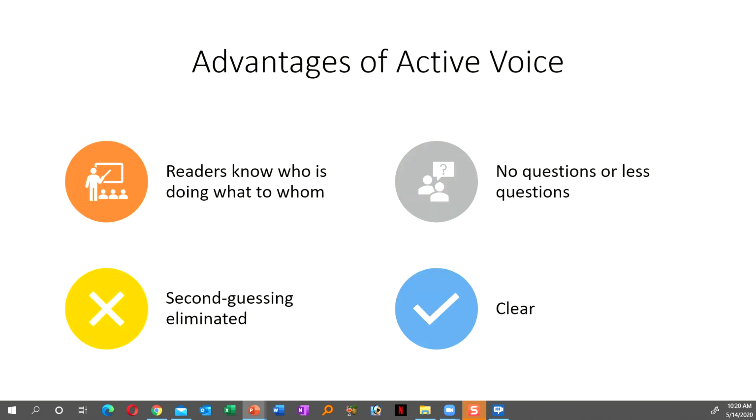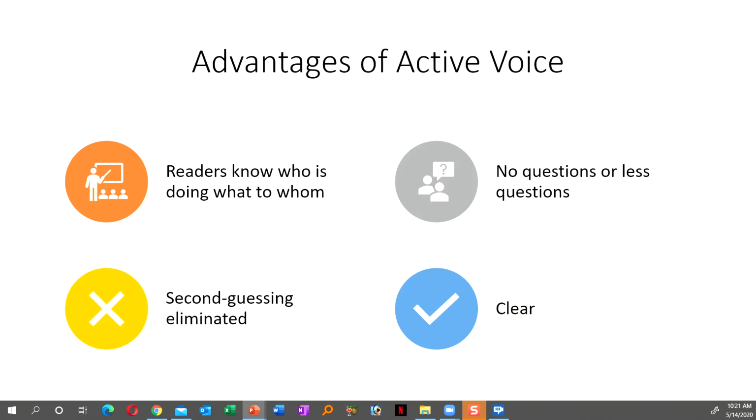Right, so what are the advantages of active voice? Readers know who is doing what to whom, and that's as simple as it means, right? Sometimes the way we write, or certain people write, it's the opposite. And when that happens, it's not clear what is happening in that particular instance. Again, if you have questions, you can let me know, but if you can hold on, I do have a lot of slides, a lot of exercises and a lot of examples to show you to get a better picture of what I'm trying to say.